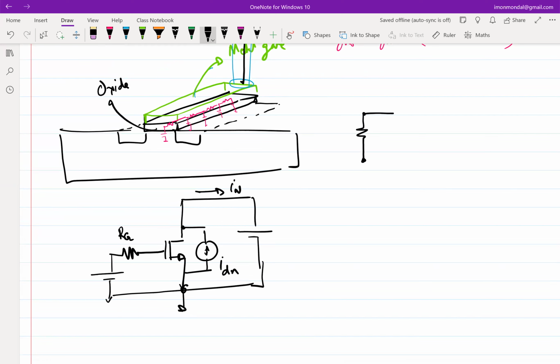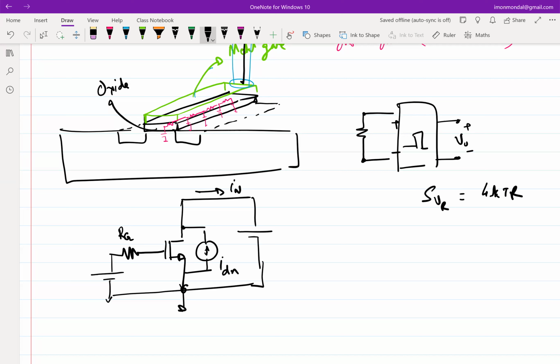We said that you have a resistor, and if you observe this voltage, it is equivalent to saying that if I put a band pass filter and I observe the voltage, V naught squared, again, let me be consistent, I basically say that SVR is essentially 4 kT R, right?